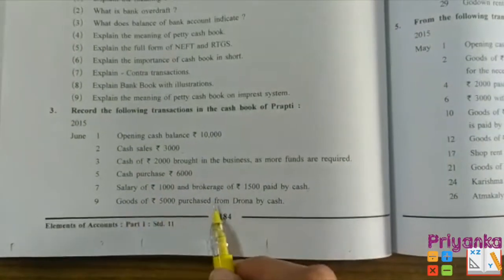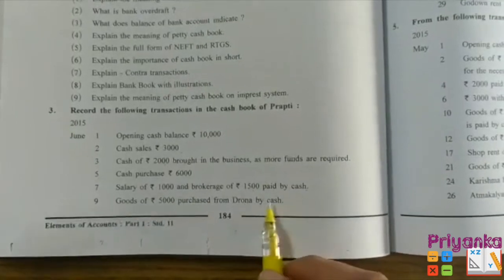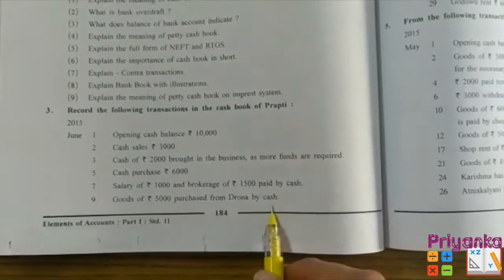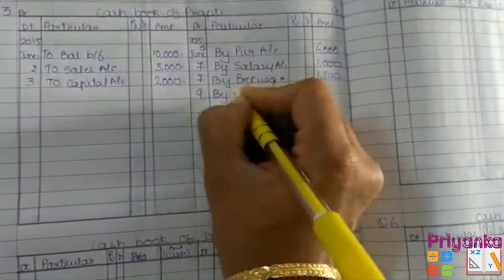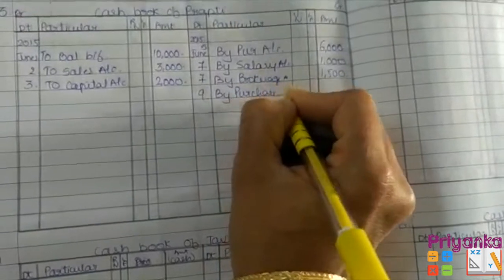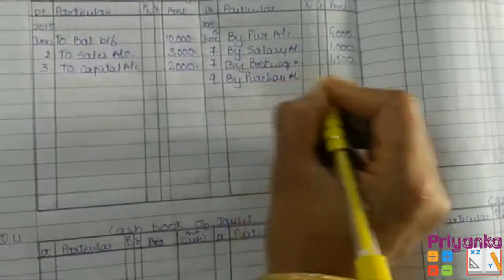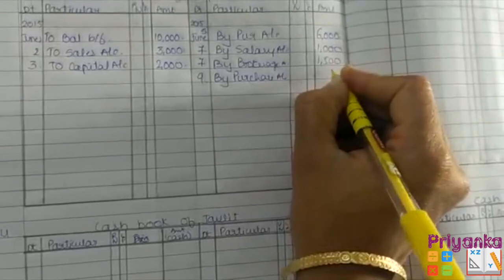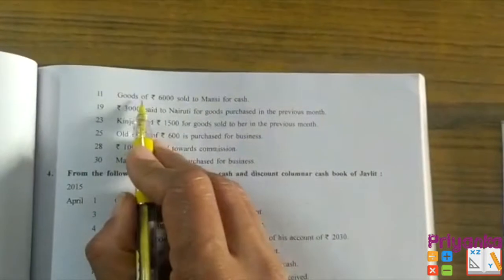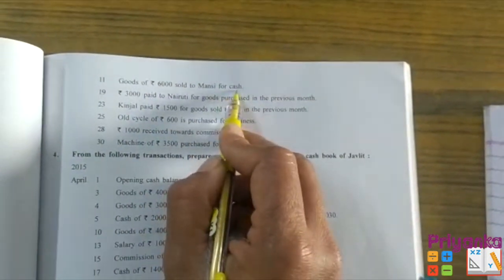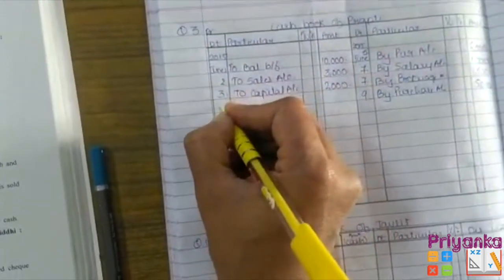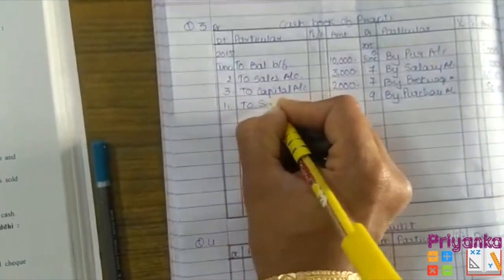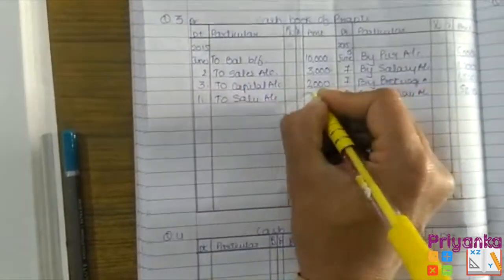9th, goods of rupees 5,000 purchased from Drona by cash. Again we are paying cash, so cash is going out, moving to the credit side by writing purchase account. As we are purchasing goods, don't forget to write purchase. Don't write the name of the person. We'll write for what we are putting the entry. 11th one, goods of rupees 6,000 sold to Mansi for cash. Again we are making a sale, so cash is coming in. So the entry will move to the debit side by writing sales account 6,000.